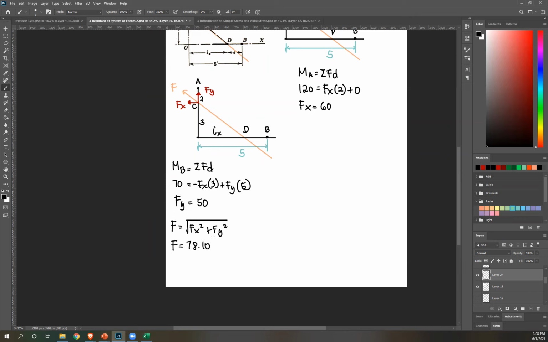Unit is pounds. Once again, we're not done. We should also solve for its angle, theta, which is just arctangent Fy over Fx. Please solve. What's the answer?